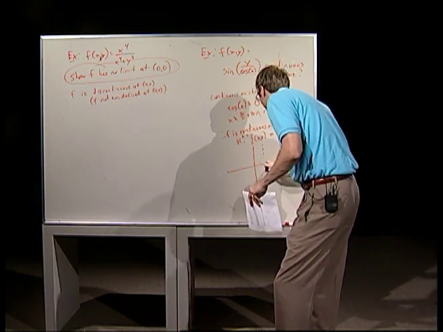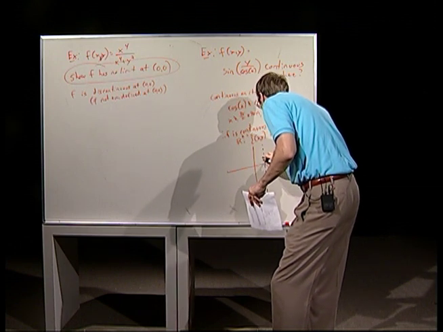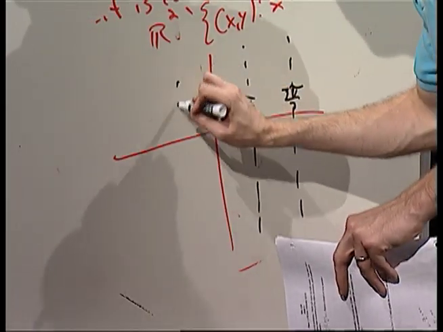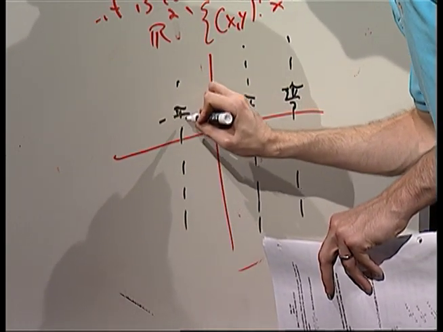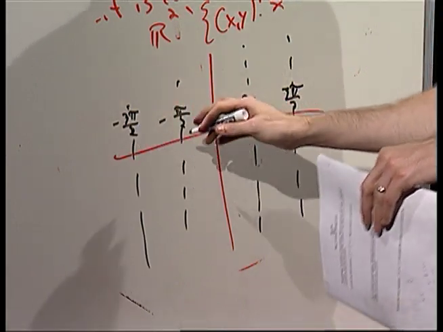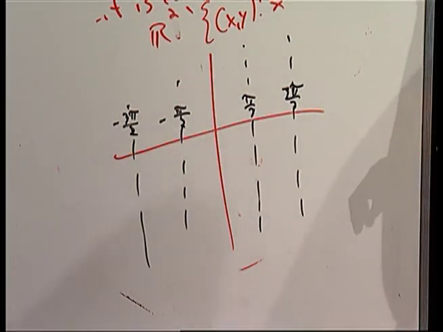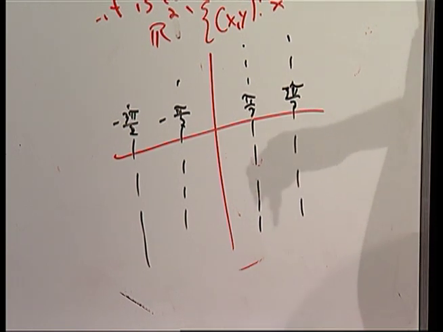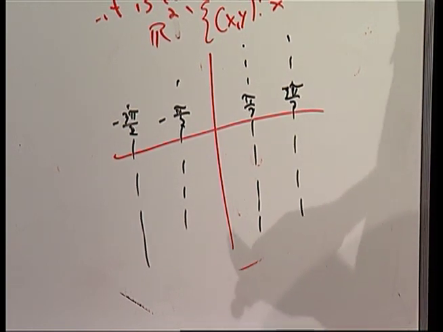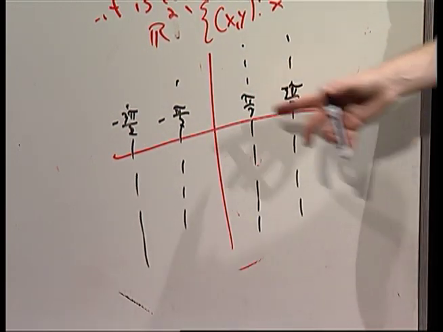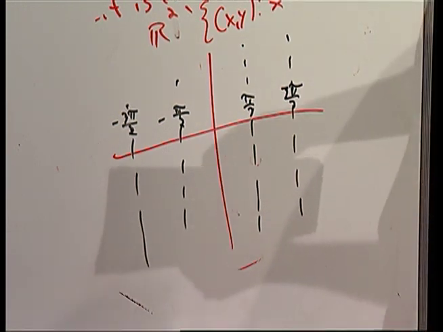dashed lines at pi over 2, 3 pi over 2, negative pi over 2, negative 3 pi over 2, and then so on and so forth. So in other words, every pi, there's another dashed line. So the domain here is strips, strips that are open on both ends and are of length pi. OK, that's it.